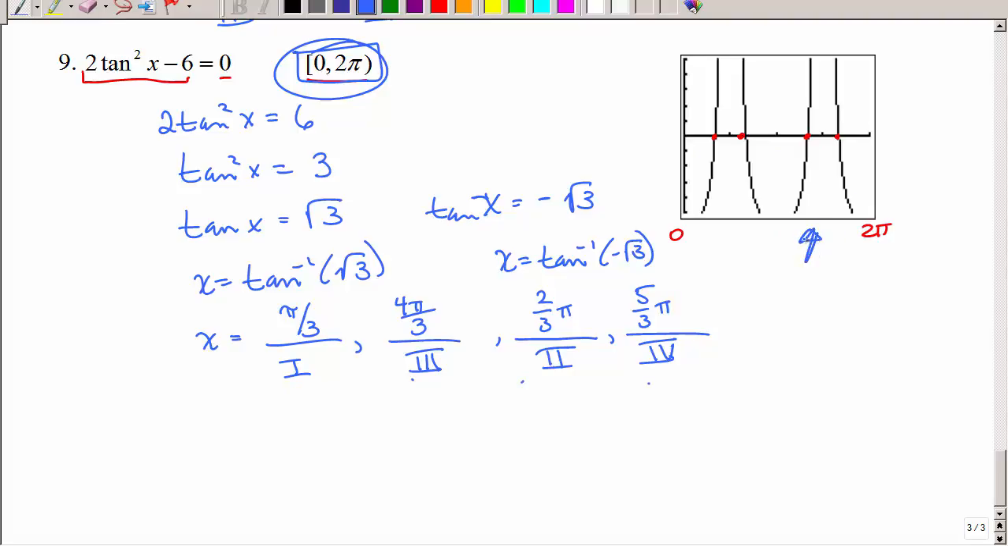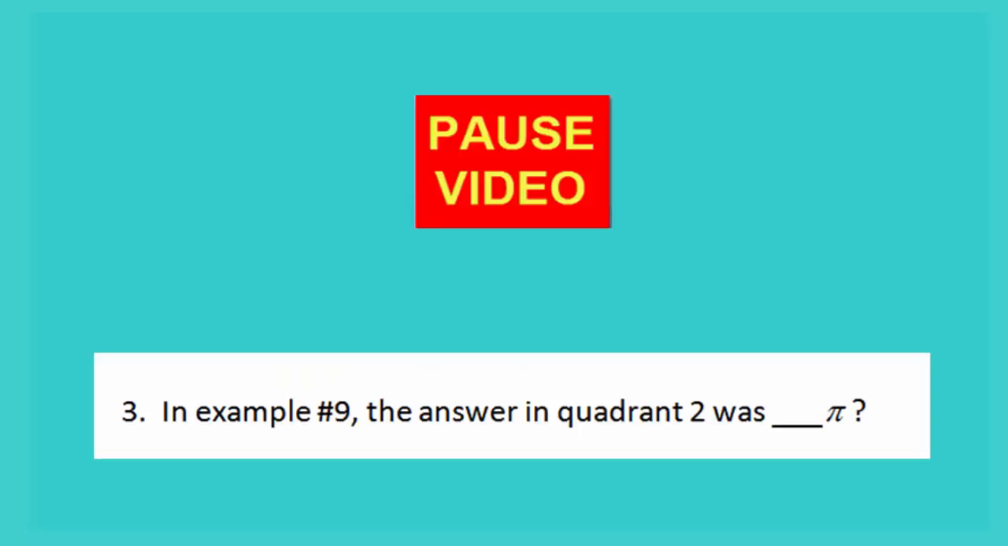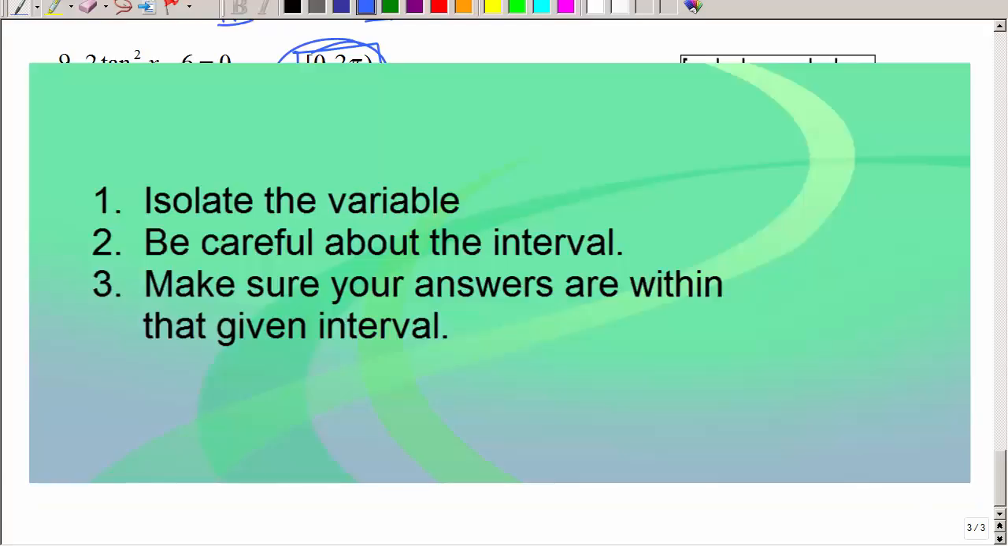Again, if you want to know how to do these graphs on your graphing calculator, come see me. It's pretty easy. You've just got to be very careful with all your parentheses. So again, what we've done today is you want to isolate that variable, be careful about your interval, and make sure your answers are within that given interval.